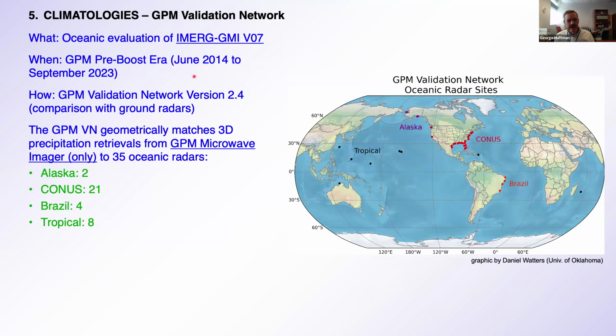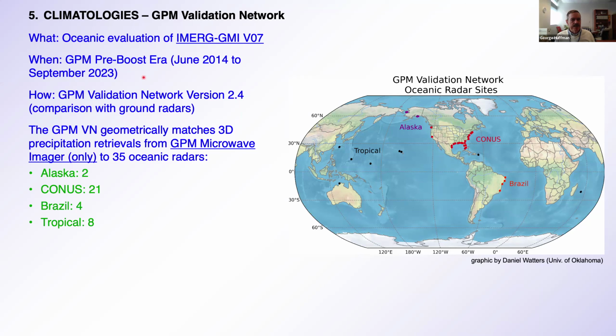Looking a little more in detail, since I'm talking to an ocean group, I thought I should try to come up with some ocean validation. It's very sparse, but recently one of my colleagues, Daniel Waters, who's now at University of Oklahoma, has gone through the so-called GPM validation network. The validation network is only set up to take radar scans when there is a GPM core observatory overpass. So this is limited to a validation of the IMERG GMI, but it's at least representative of what we think is going on for IMERG as a whole.